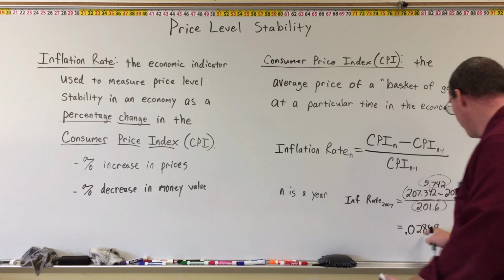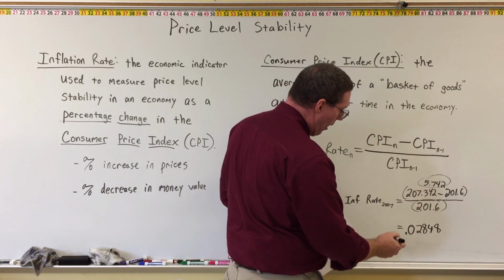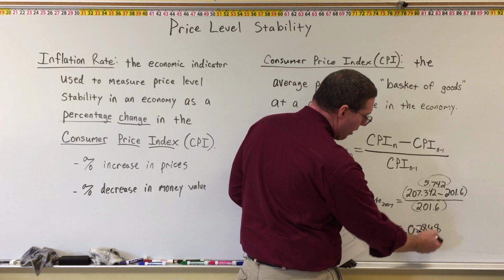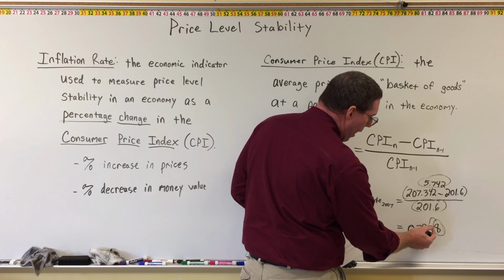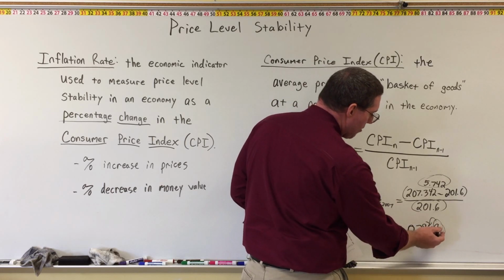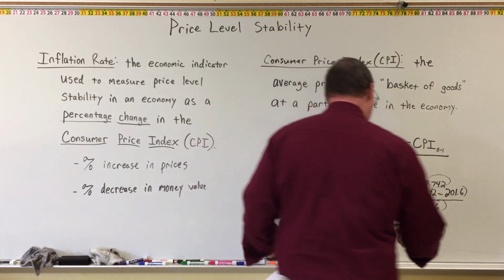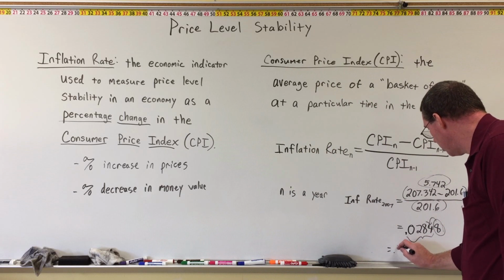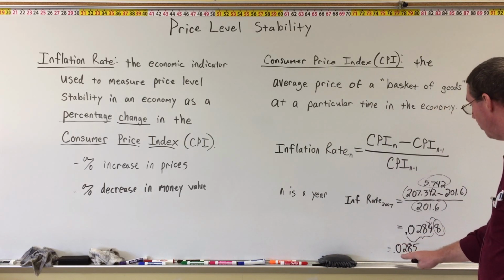There we go. 0.02848. And then here's what I want to do. I only want to report 4 decimal places, but the reason I went out to 5 is I'm going to use this 8 to round this 4. And this 8 is telling this 4 to go up to a 5, right? So now what I have is 0.0285. Now this is what I'm going to turn into a percentage.